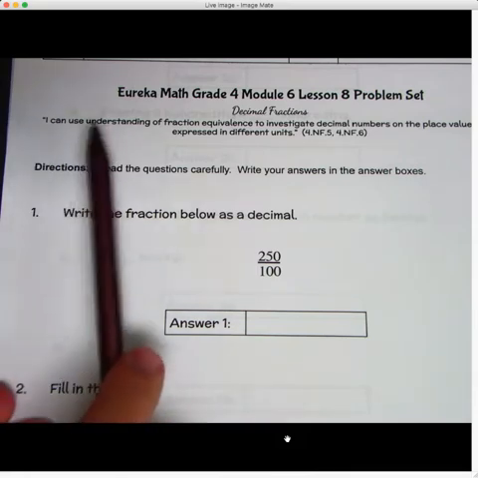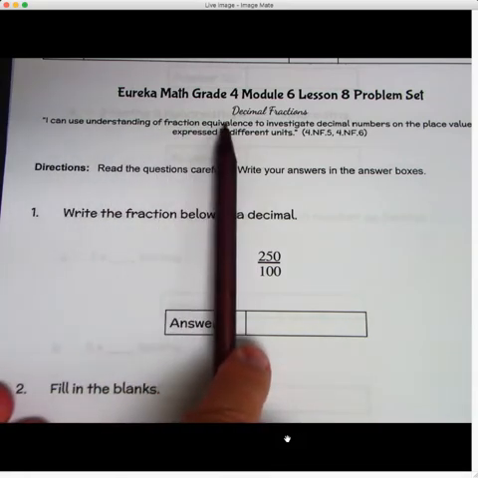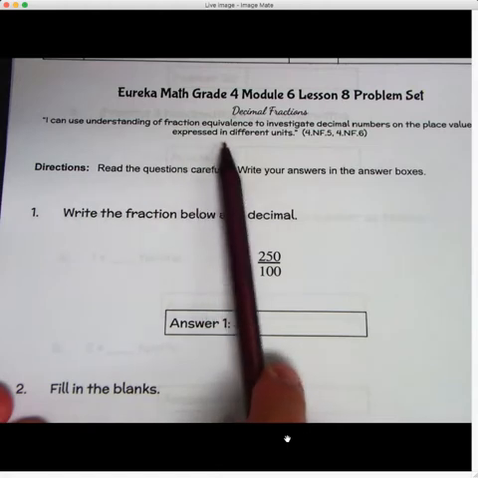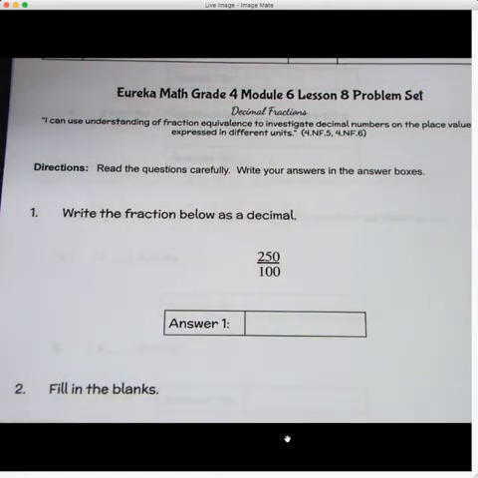It says we're going to use the understanding of fraction equivalence. So we've got to think about fractions to investigate decimal numbers on a place value chart expressed in different units. That's kind of confusing, but here's what I want us to do. The first one says write the fraction below as a decimal. 250 hundredths. What is 250 hundredths?